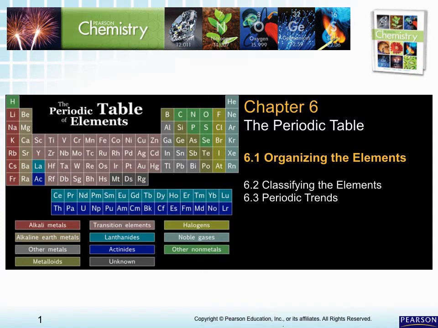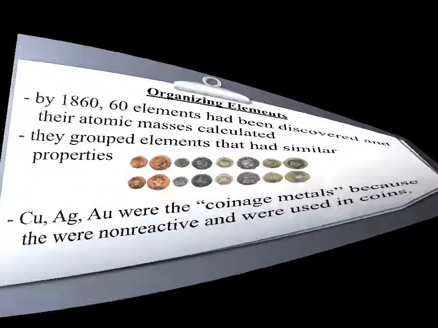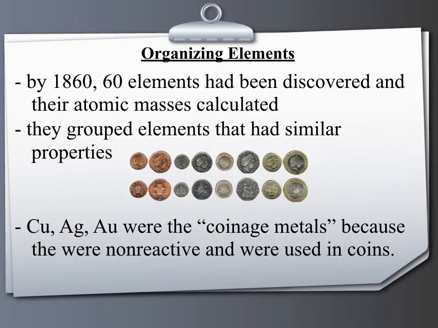Chapter 6, the Periodic Table. By 1860, 60 elements had been discovered and their atomic masses calculated. They grouped the elements that had similar properties.